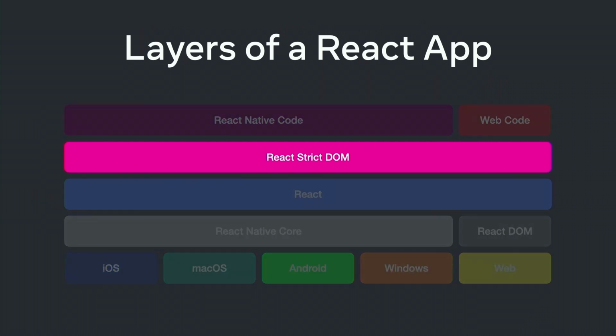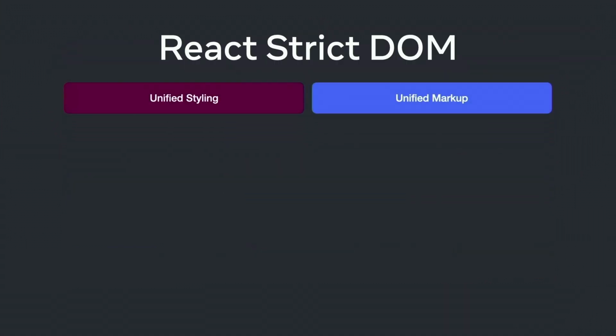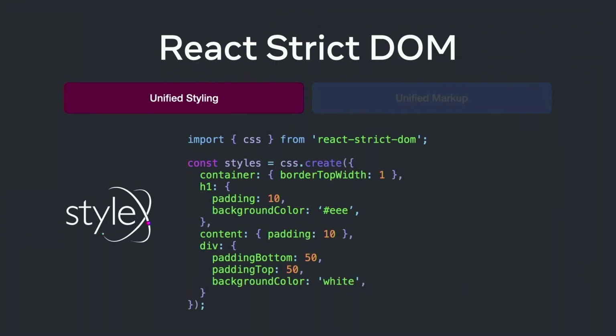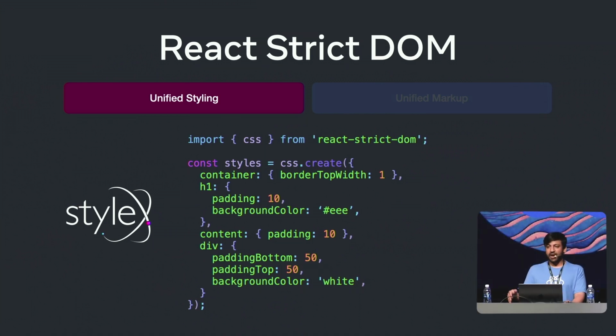React Strict DOM is kind of like shimming all of the APIs that you're used to from the web and just bringing them to React Native. And it's built on two pillars. First, there's a unified styling model powered by StyleX. If you don't know, we open sourced StyleX back in December. It started off as an API inspired by StyleSheet from React Native. And we took it to the web, and we added all the features that you need on the web, such as media queries and pseudo classes.